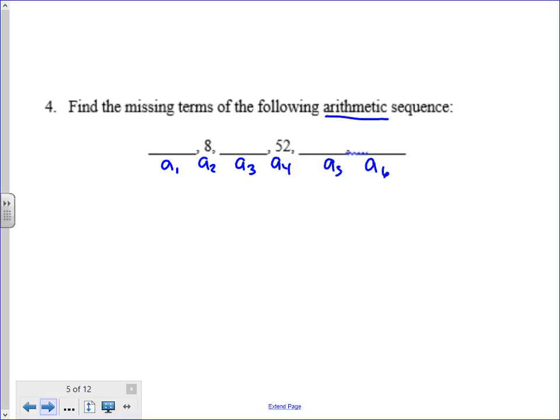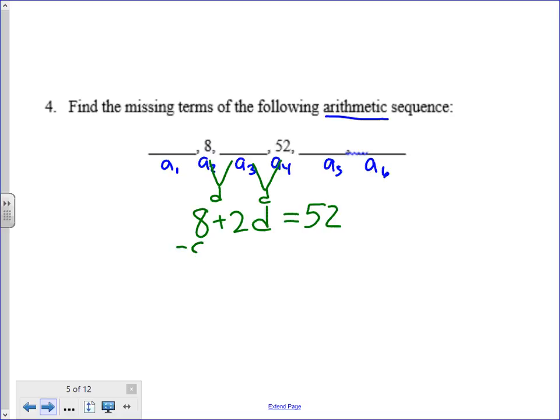Now the way I would do this problem is I know term 8, and I know that to get to 52 I have to add some common difference, some of the same number twice. So that means I take 8 plus 2d, 2 times the common difference, gets me to 52. Once I have that equation set up, I can solve for d.